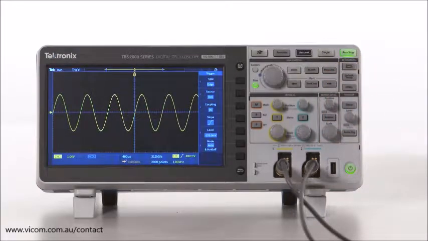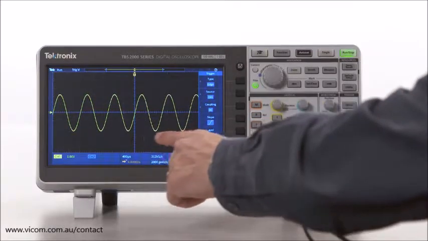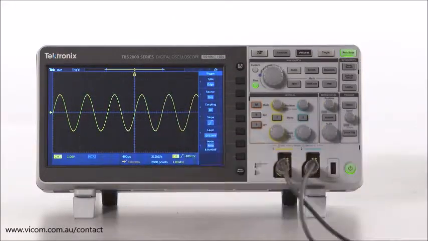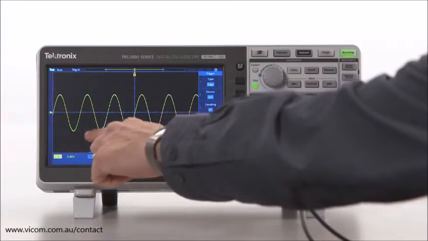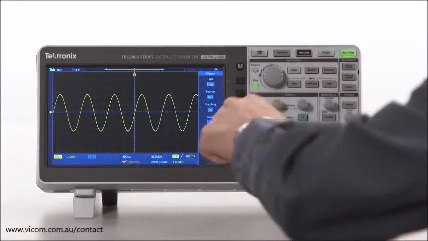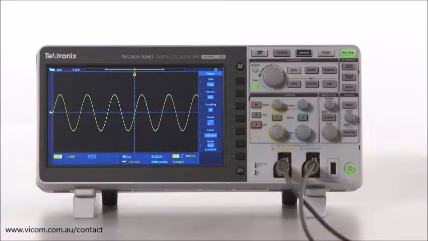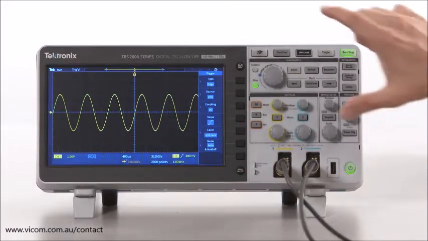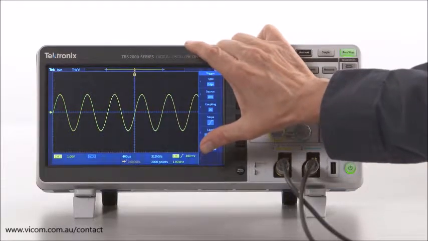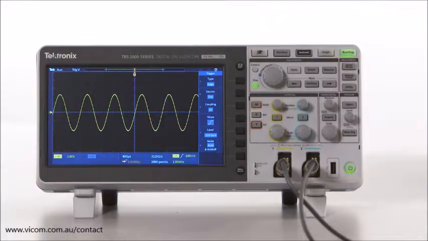The simplest way to get a quick estimate of time and amplitude measurements is by using the graticule or grid on the scope's display. The graticule is just a type of grid. The TBS2000 graticule has 15 horizontal divisions. Most scopes have 10. It has 10 vertical divisions. Some scopes have 8. Each major division is broken up into 5 minor divisions.